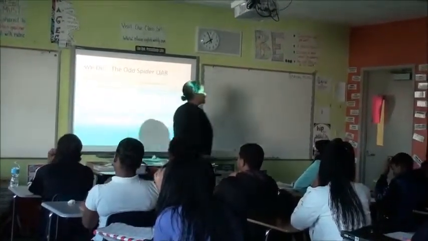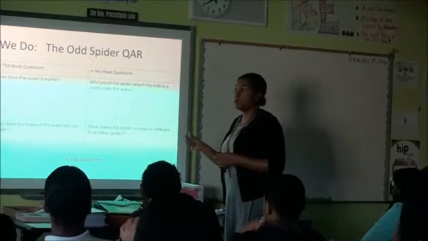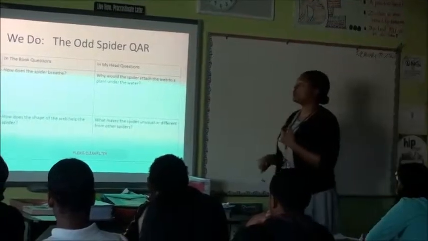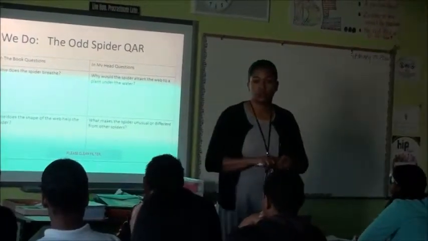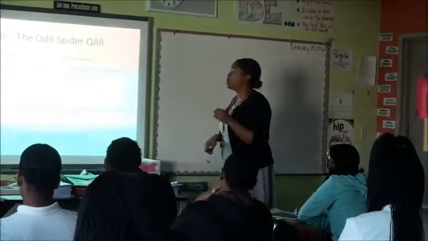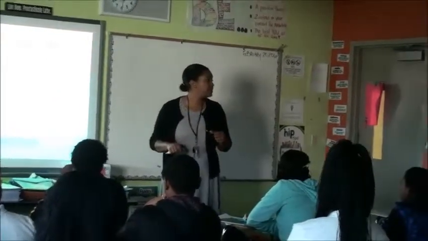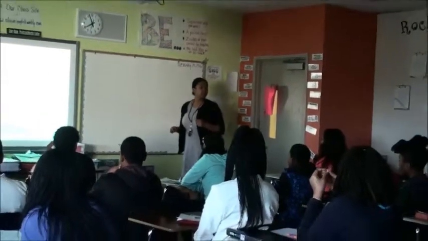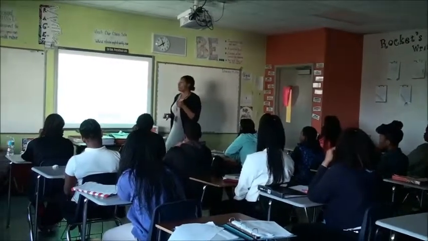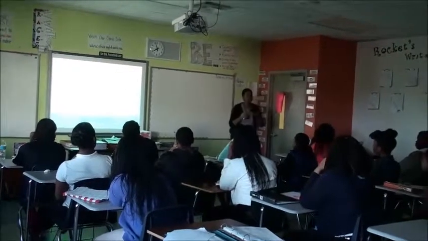Okay, so what I went ahead and did is I created Think and Search, Author and Me, and On My Own, and write their questions for each of these. Okay? So the first question was, how does the spider breathe? It made bubbles underwater. It makes air bubbles, right? Simple. How does the shape of the web help the spider? It catches the air and does what with it? It traps it. How does the shape? So what was the shape specifically? The shape of a bell. Okay? Very good. So the shape of the bell, how does it specifically help the spider to breathe?